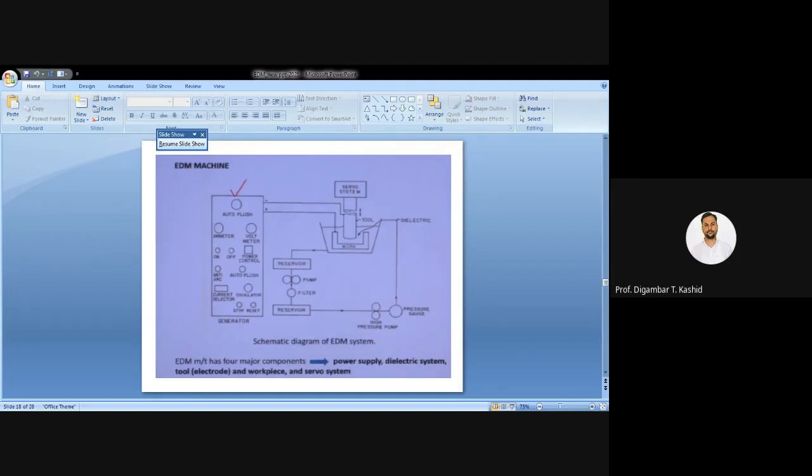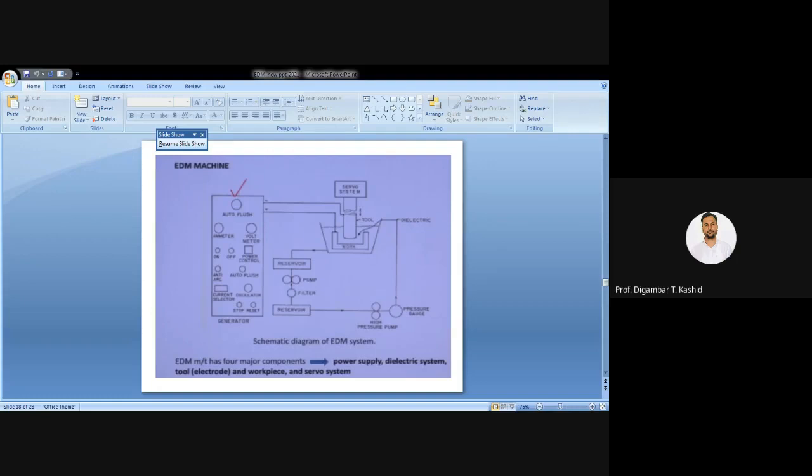Here I have mentioned some examples. Commonly used dielectric fluids are transformer oil, paraffin oil, kerosene, lubricating oil, or deionized water. Deionized water actually has certain advantages: it gives a high metal removal rate and acts as a more effective cooling medium. But it has a certain limitation also, that is a high tool wear rate, which we don't want. Because of this high tool wear rate, you cannot use deionized water everywhere.